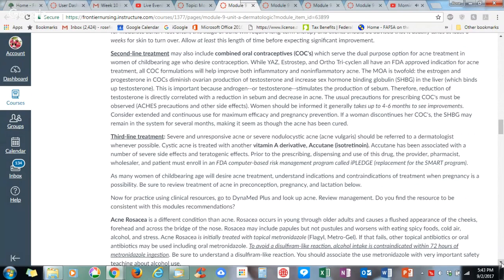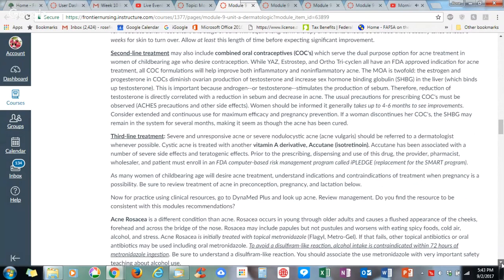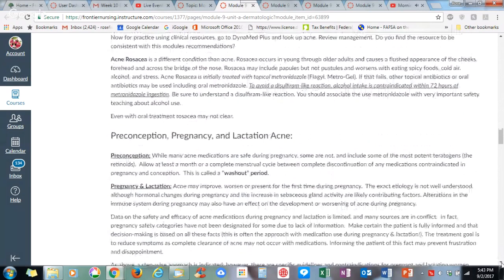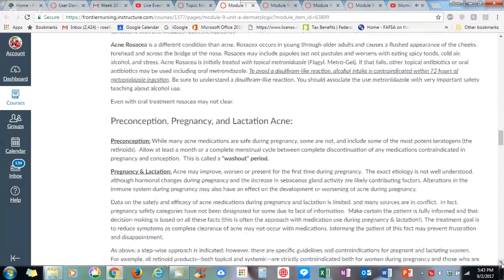Acne rosacea is a different condition than acne. Rosacea occurs in young through older adults and causes a flushed appearance of the cheeks, forehead, and across the bridge of the nose. Rosacea may include papules but not pustules and worsens with eating spicy foods, cold air, alcohol, and stress. Acne rosacea is initially treated with topical metronidazole, which is Flagyl or Metrogel. If that fails, other topical antibiotics or oral antibiotics may be used, including oral metronidazole.